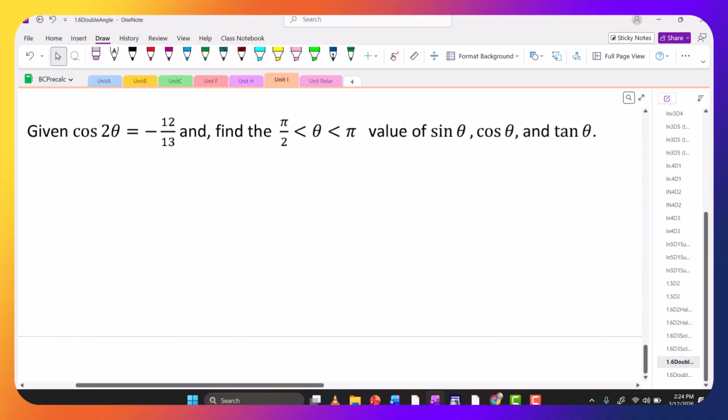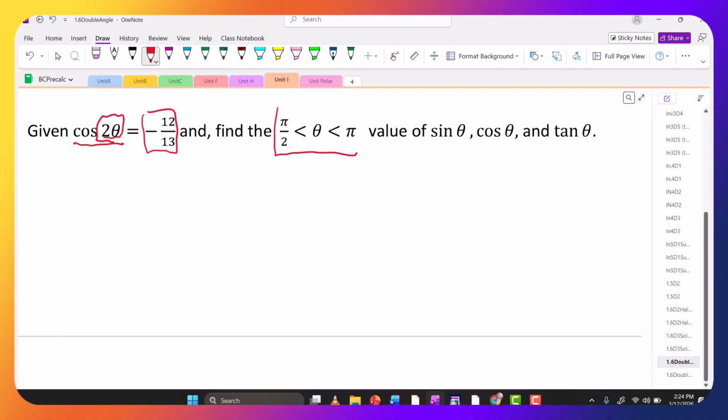Hey, let's read this one. Cosine of 2 theta equals this. 2 theta is stuck there. Oh, then look at, they tell me something about theta, not 2 theta. What quadrant is that, by the way? 2. But then they asked me to find sine of theta, cosine of theta, and tangent of theta. And this is 2 theta. How do I do this?